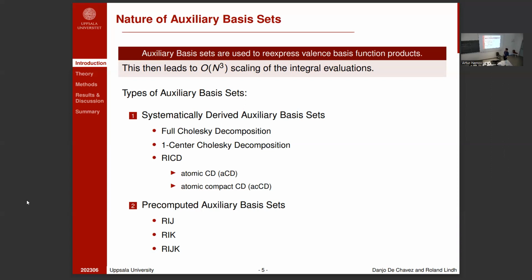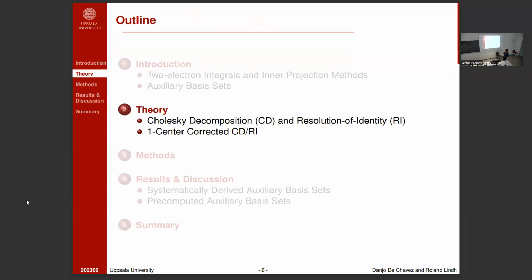For pre-computed auxiliary basis sets, these are designed with respect to different valence sets. Normally the Ahlrichs basis sets. And then RJ is for your Coulomb, RK is for your exchange, and then RIJK is subsequently designed to work with both types of integrals.